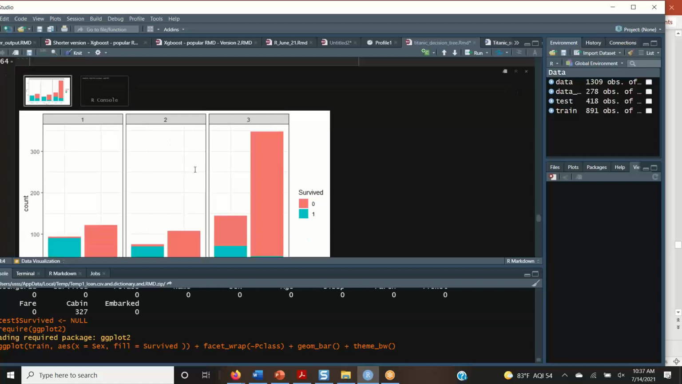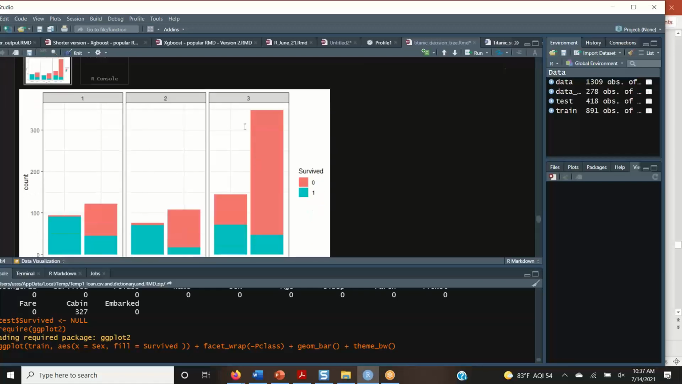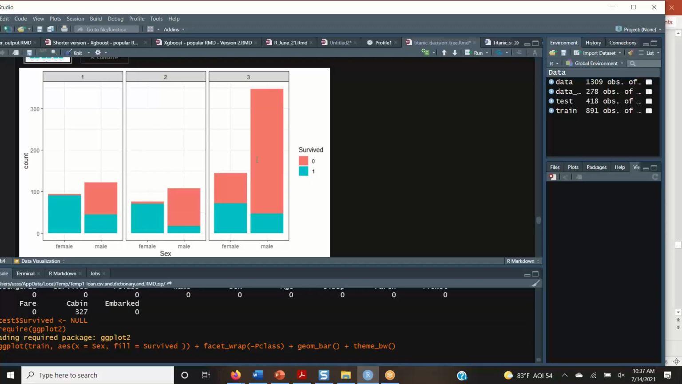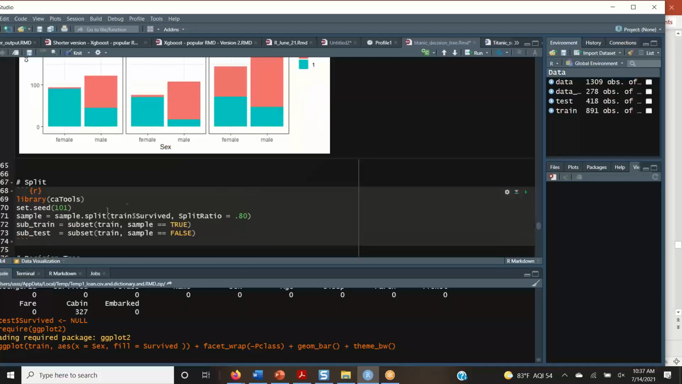So what we are saying is, the number of people who survive among the males is also high in the third class because there are too many of them. That's all. So let's do some additional work.